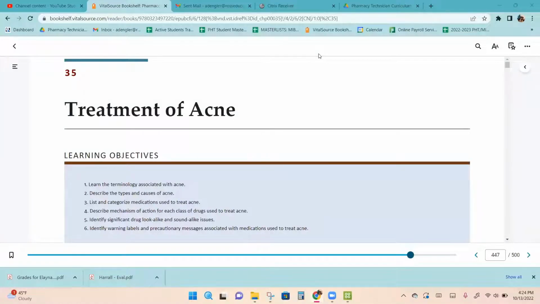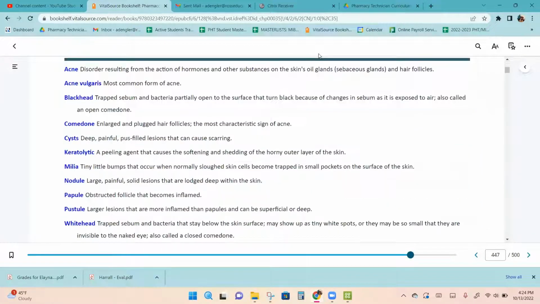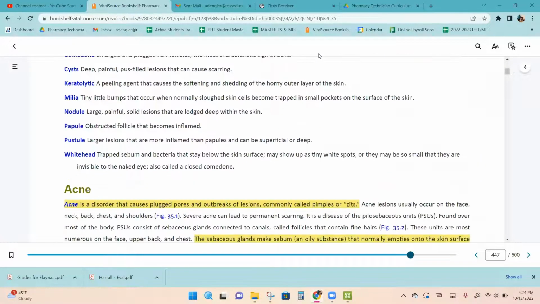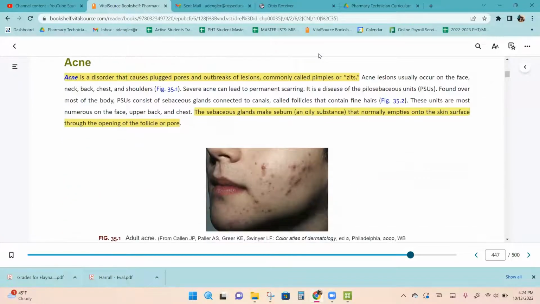Chapter 35, Treatment of Acne. We'll skip over the terms and definitions for now.